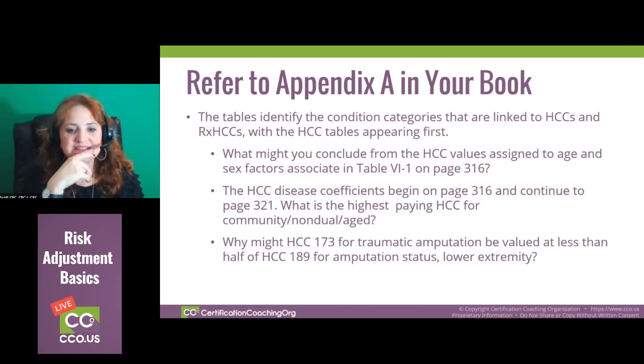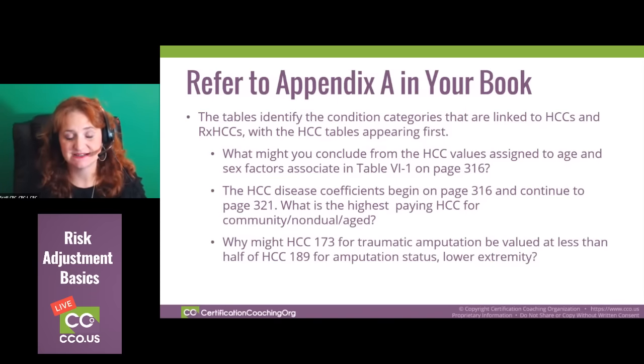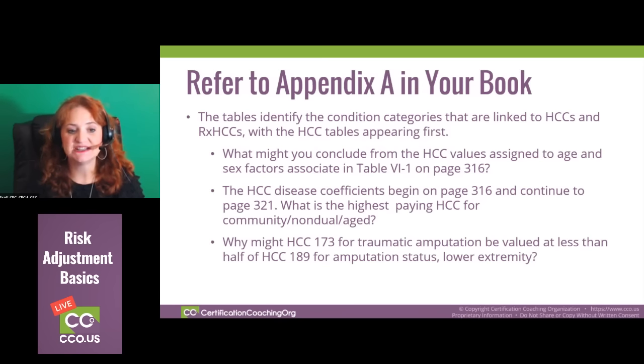But we're going to see how certain HCCs pay out more money than other HCCs. Okay. For example, HCC 173. If something carries a 173, it would be a traumatic amputation, and it's going to be valued at less than half of an HCC 189 for amputation status.